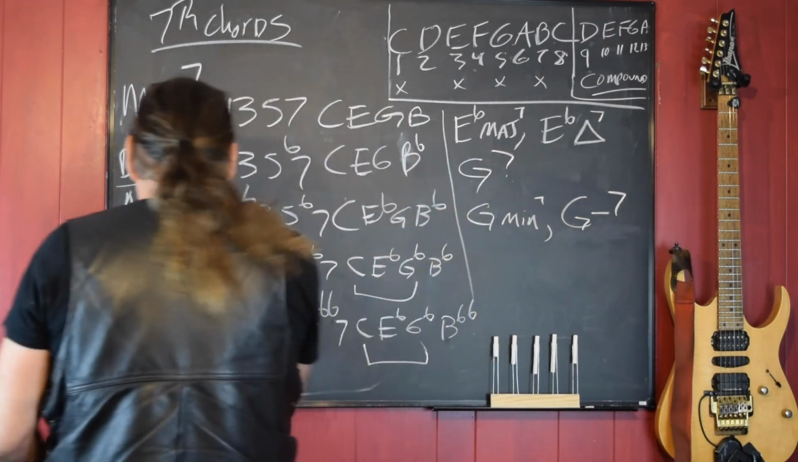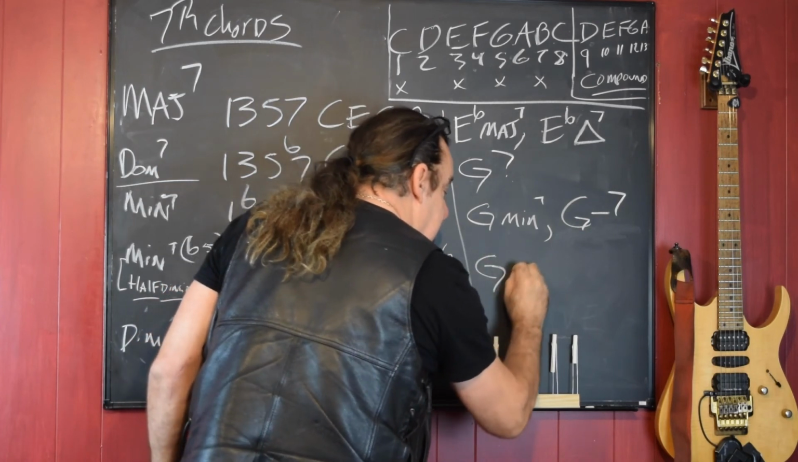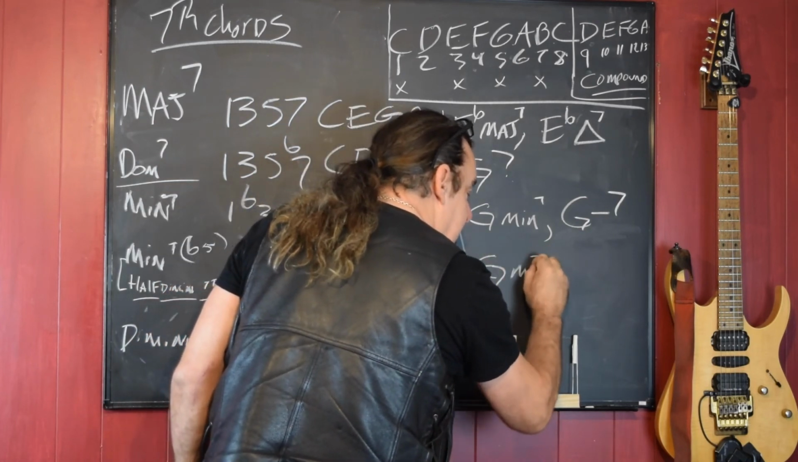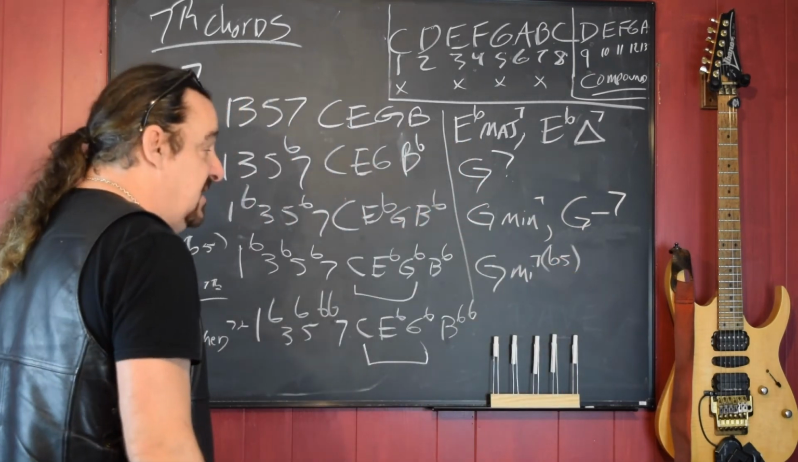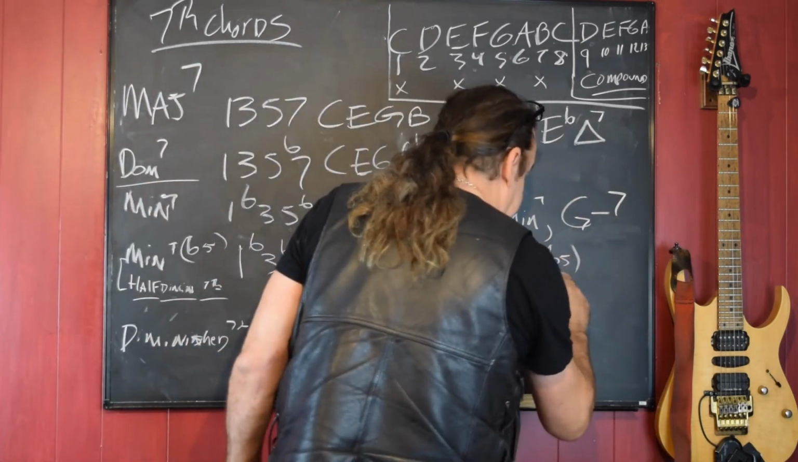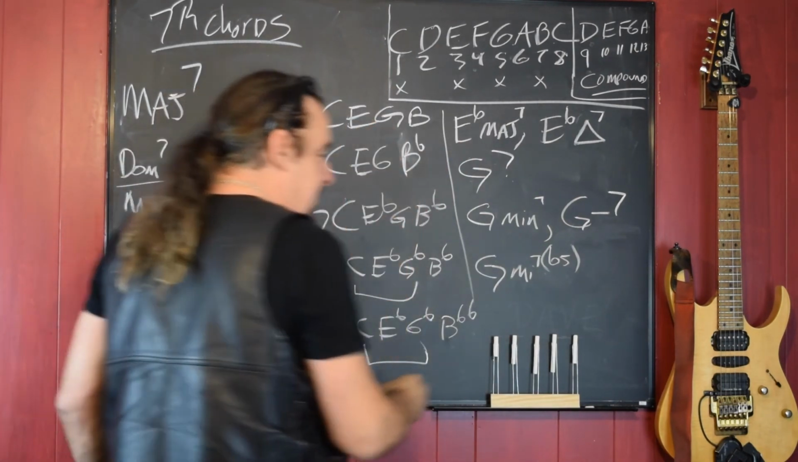All right? Minor 7, flat 5. I'll do it on, say, G. G, M-I 7, flat 5. That's the way we write it. And you put the flatted 5th in, like, sometimes in little parentheses, the Easter basket. That's what I call it.